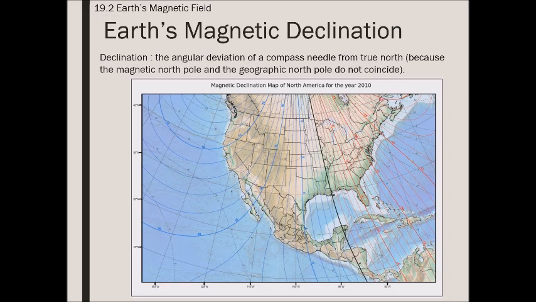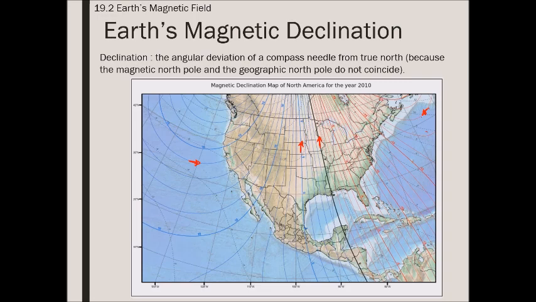So here is your magnetic declination. Declination is the angular deviation of a compass needle from true north. And so here in Iowa, the compass needles point not quite north, but just a little bit to the northwest. In the central part of the country, like if you were in Nebraska, you would get to a point where the magnetic field does point straight north. But out here in the Pacific Ocean, there are some places where the magnetic field points straight east. And out here in the Atlantic, there are some places where the magnetic field points straight west.